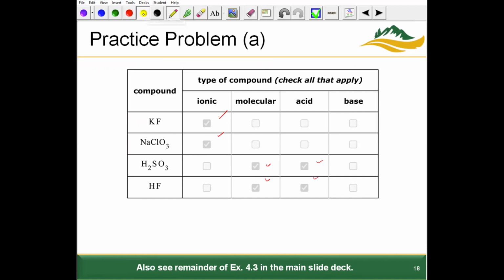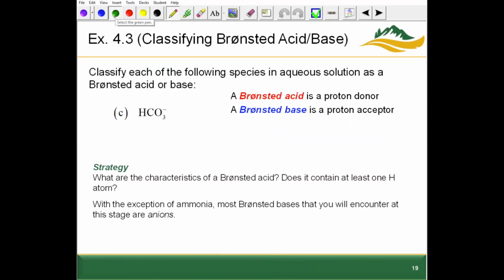I'm going to go through one example from the main slide deck, just part of example 4.3. For more examples of this, be sure to check the full solution for example 4.3 in the main slide deck. In 4.3, we're classifying Bronsted acids and bases. Importantly, this is different than Arrhenius acids and bases, right?